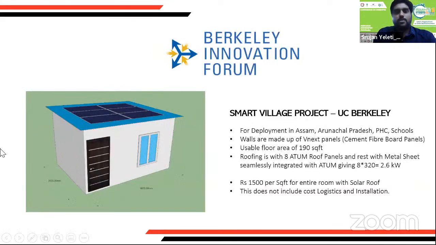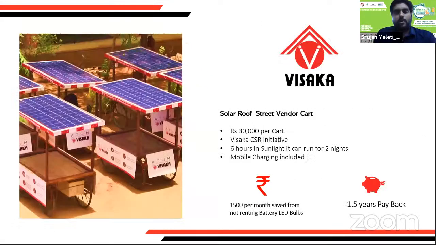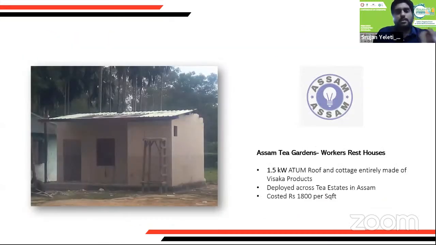So this is Berkeley Innovation Portal, University of California, Berkeley, deploying this in Northeast, and we have made Atom carts so that street vendors can protect their items underneath. Also, the battery-powered LED lamps can be offset by solar-powered lights. This is done in Assam.